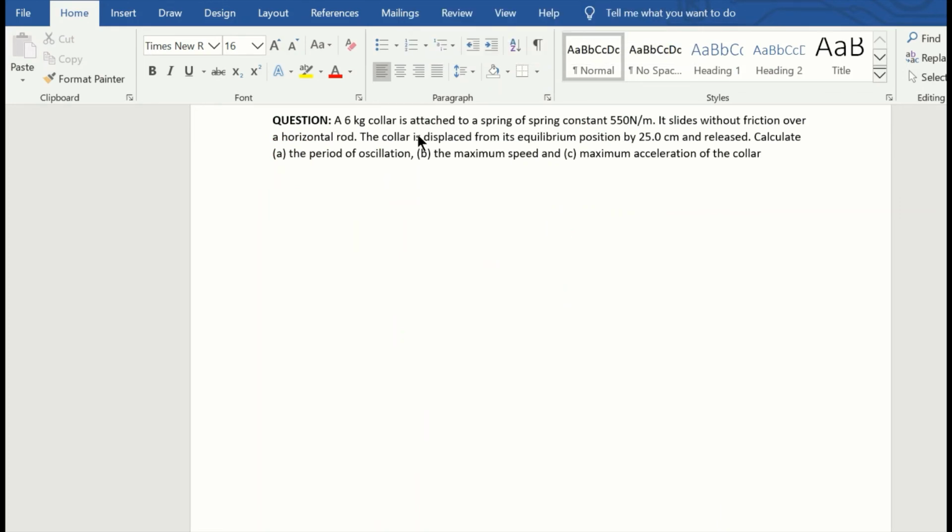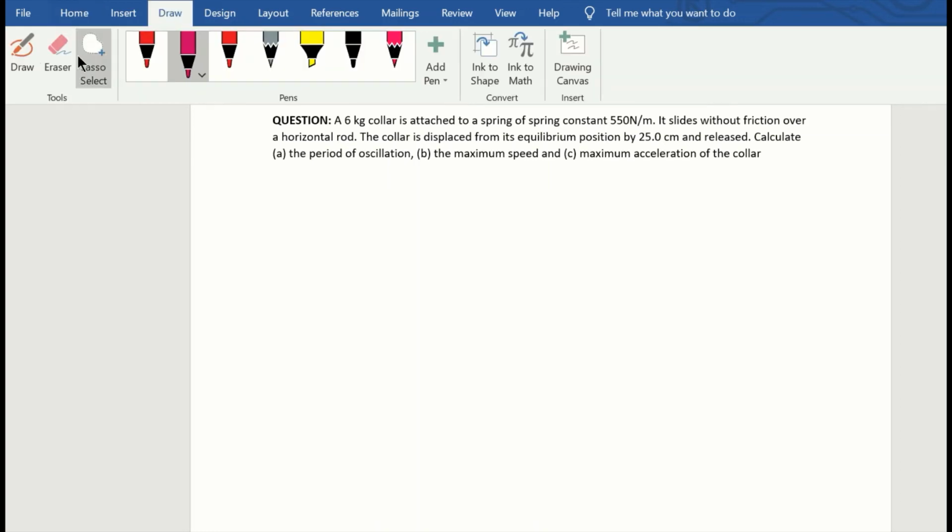Here is another question. It says a 6 kilogram collar is attached to a spring of spring constant 550 Newton per meter. It slides without friction over a horizontal rod. The collar is displaced from its position by 25.0 centimeters and released. Calculate A, the period of oscillation, B, the maximum speed, and C, the maximum acceleration of the collar. Now the first thing I do here is write out my given data.